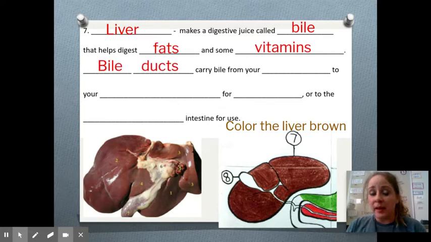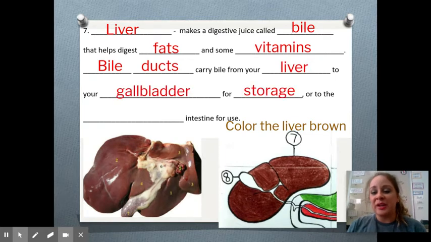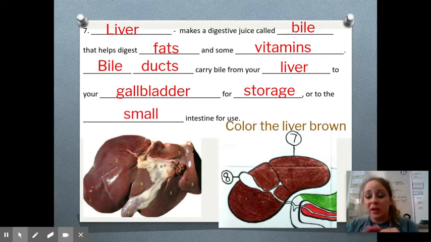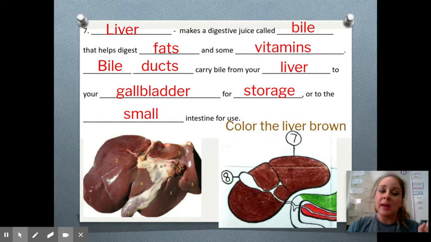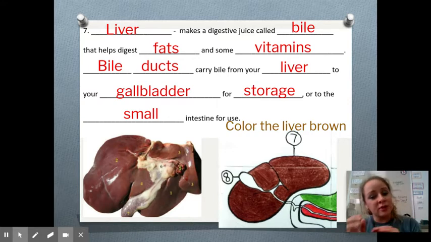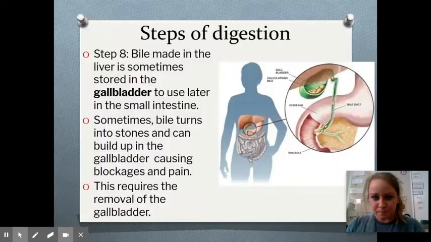Okay, and then these bile ducts carry bile from your liver to your gallbladder for storage or to your small intestines for use. So food can go in different places, and in this case, it goes either to your gallbladder for storage or to your small intestines to be used. Okay. So step 8 is the gallbladder.